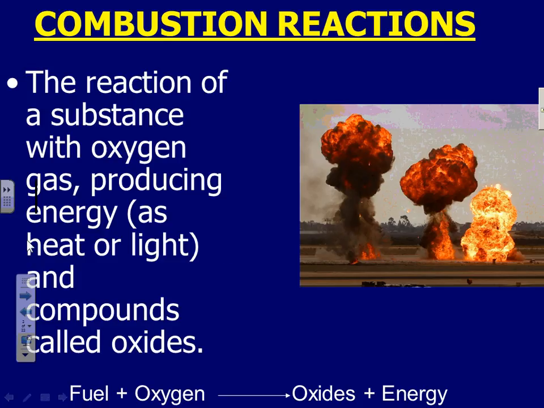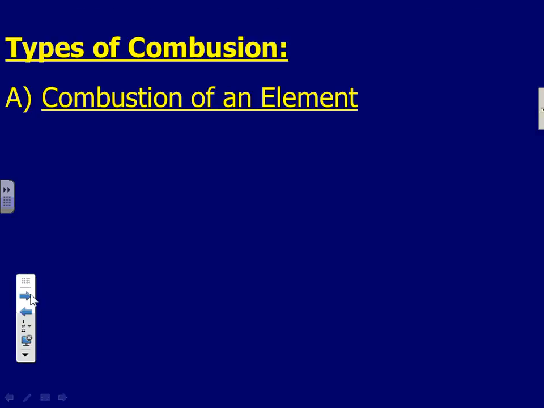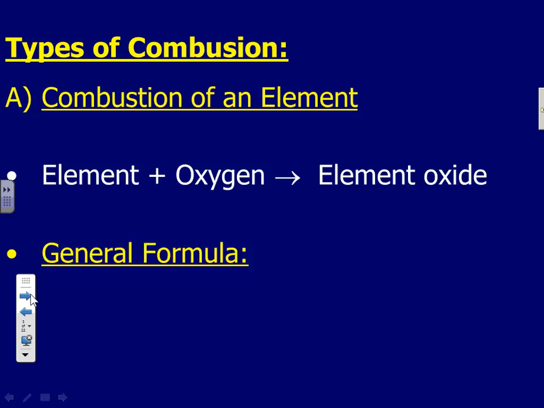Okay, so let's take a look. There are two types of combustion reactions that we can have. And the first one we're going to look at is combustion of an element, just an element on its own. And we're going to write that down, and then I'm going to get you to write a couple of examples down. Then I'm going to show you a couple of demonstrations.